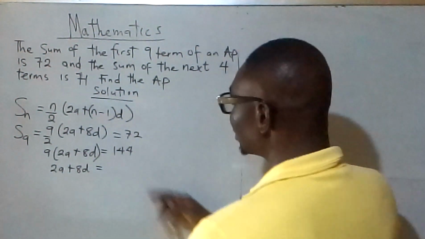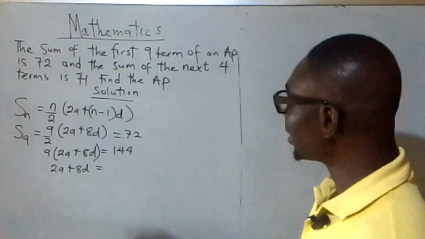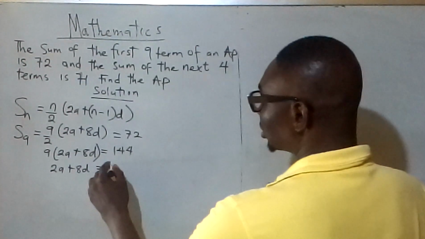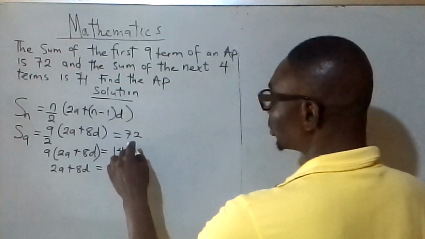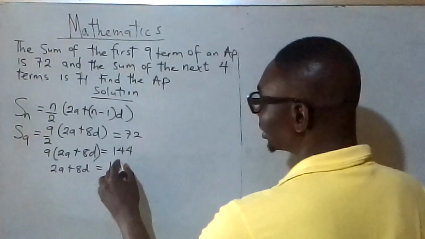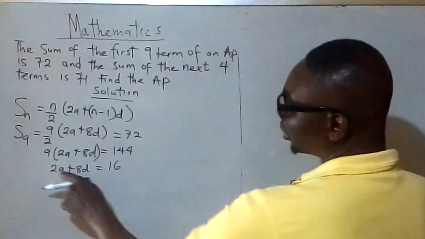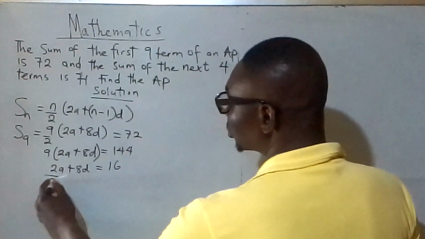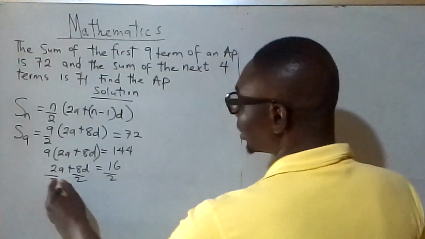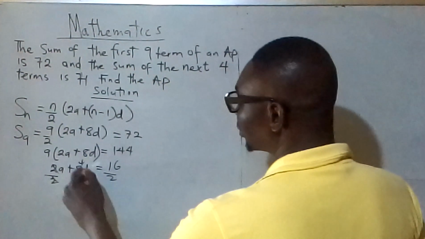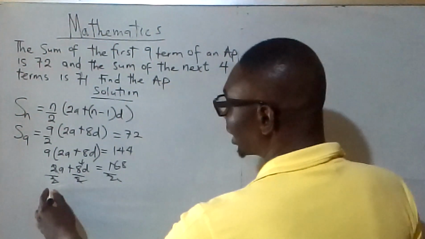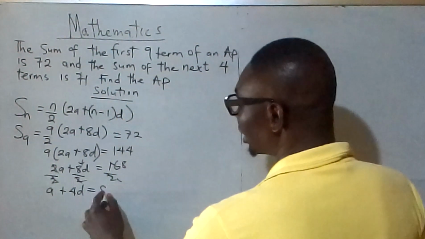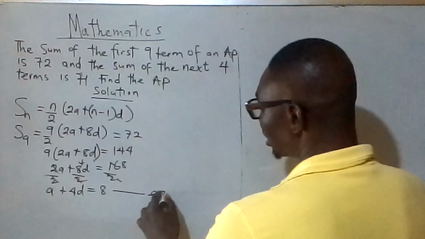So dividing all through by 9, we have 2a plus 8d is equal to 144 divided by 9. 9 in 144 is 1, remainder 54, and 9 in 54 is 6, so 16. We can also simplify this by dividing all through by 2 again. So we have a plus 4d is equal to 8. So we now have equation 1.